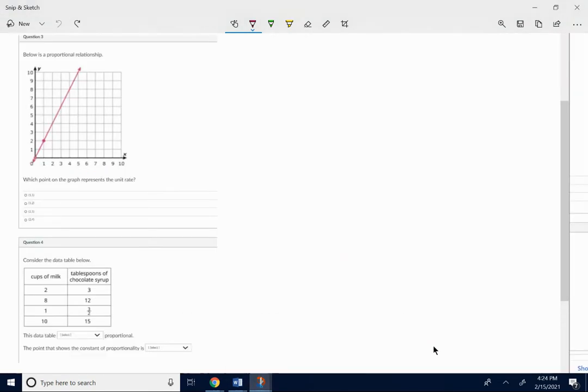Okay, the next two problems. Number 3. Below is a proportional relationship. Which point represents the unit rate? We kind of talked about this in class. I don't know if IXL gave you some real good examples of it. Let's see, the slope here is up 2 over 1, so the slope is 2. The unit rate is the same as the slope. The slope is 2, and the unit rate would be 2 as well.